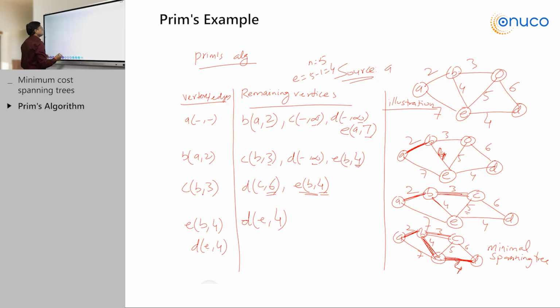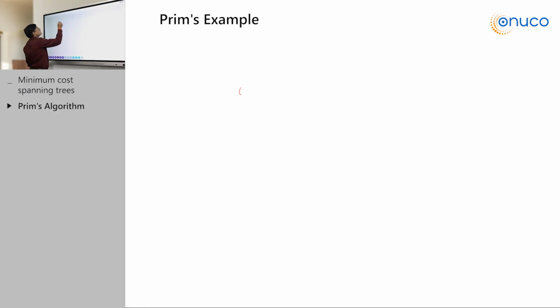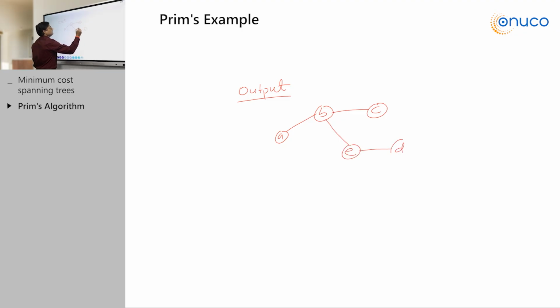So how are you going to write it? The output of the given example is A to B, B to C, B to E and E to D. Is it a tree? Yes. A minimal spanning tree. What is the cost of this tree? Total cost is 2 plus 3 plus 4 plus 4. So it is 13.